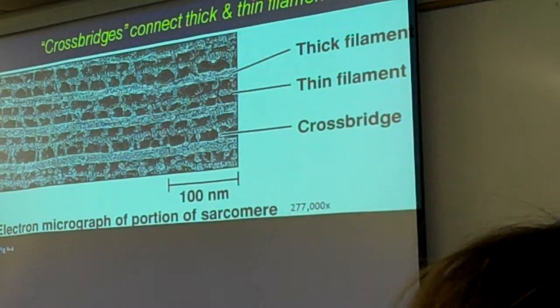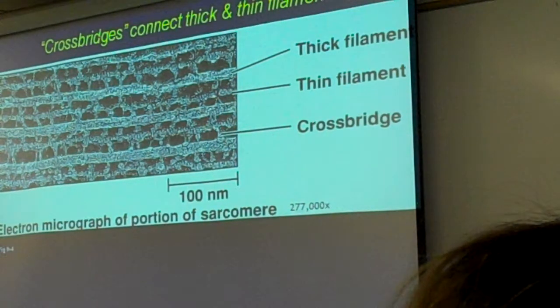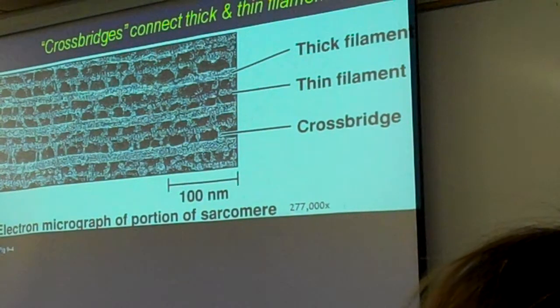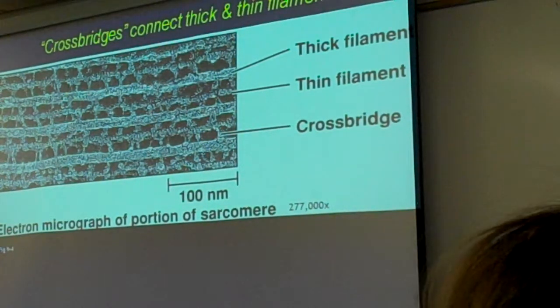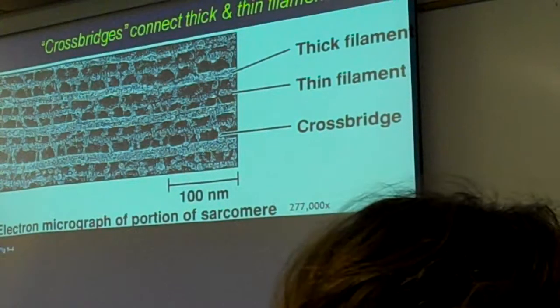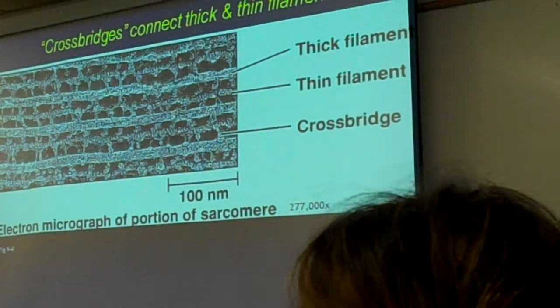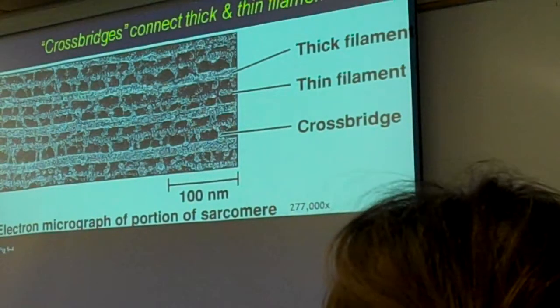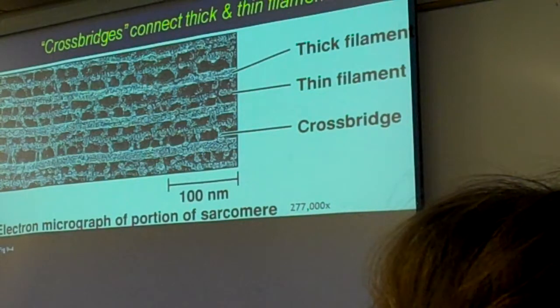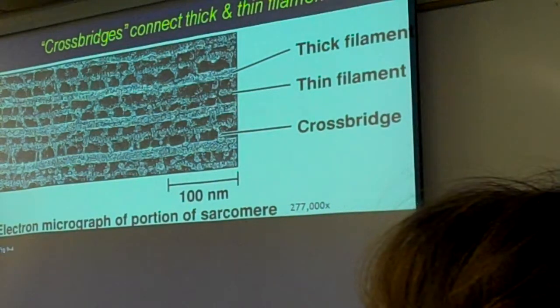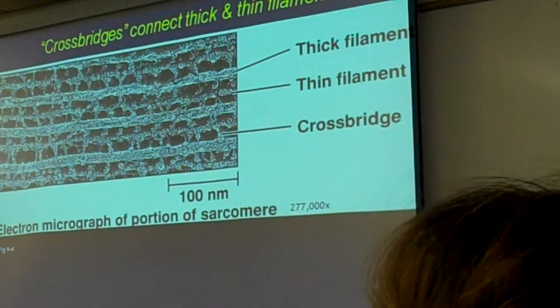The energy is used to recock the myosin head. It goes through the power stroke. Now you need another ATP to bind to that same binding site to detach it. So every time you go through a power stroke, you need another ATP. And if you stop making it, you get stuck in that crossbridge formation. And it can't detach. The reason the muscles eventually soften up after several hours is just breakdown, degradation of the proteins.